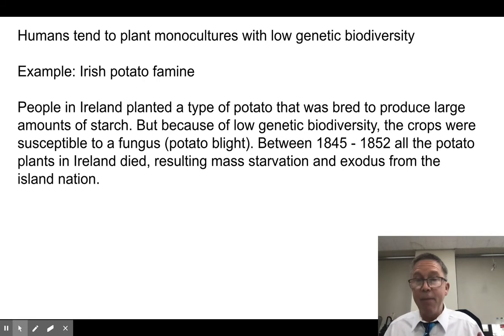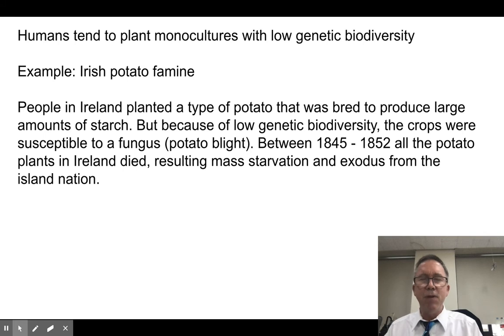Now, this would not have happened in Ireland if there was a lot of genetic variability within the species or a lot of different crops being grown. So had they had biodiversity, either at a genetic level within the potato species or at a species level by planting lots of different things, they wouldn't have all starved to death. But unfortunately, because they didn't have that biodiversity, when this blight came, this fungus came, it wiped out their food source. Lots and lots of people starved to death.